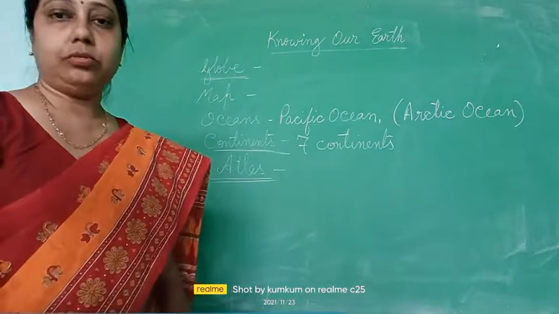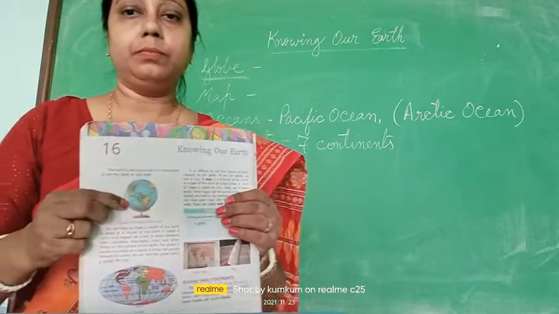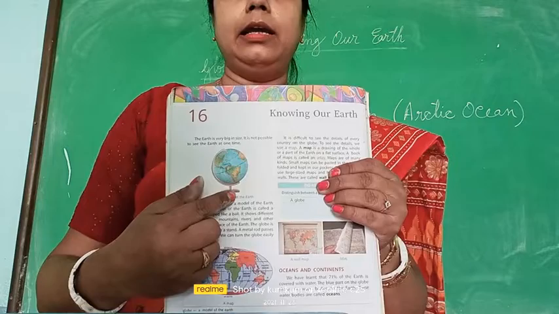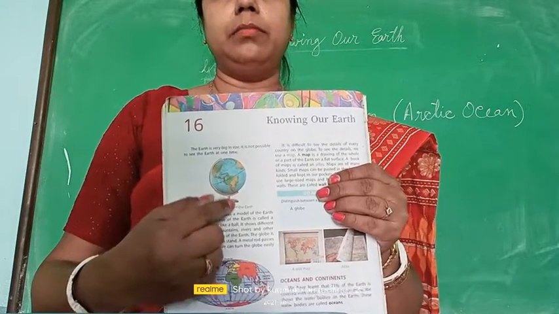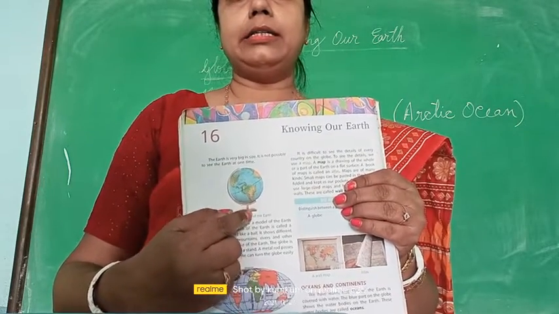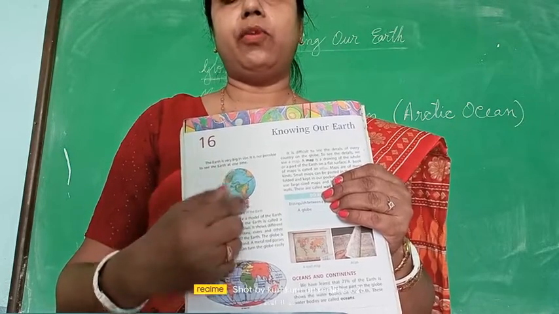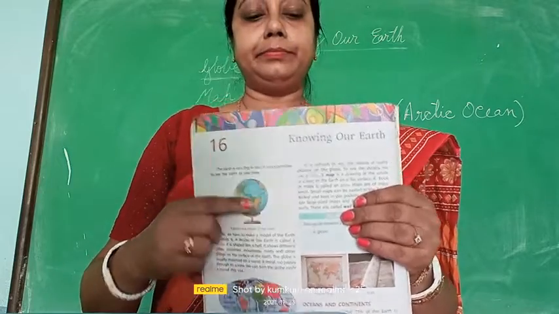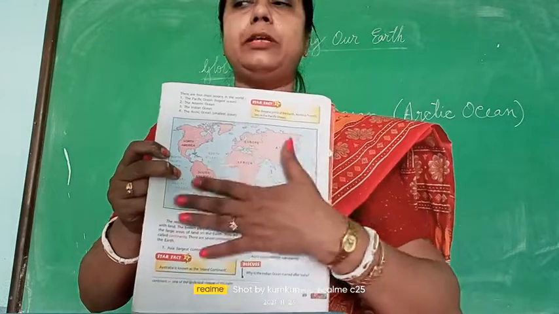Now I want to show you the map. This is the picture of the globe. You can see nicely, in the center it is fixed with a metal rod, and it is mounted on a stand, so it can move and spin nicely. From the center one metal rod is passed so that it can spin nicely. And this is the world map on a flat piece of paper.